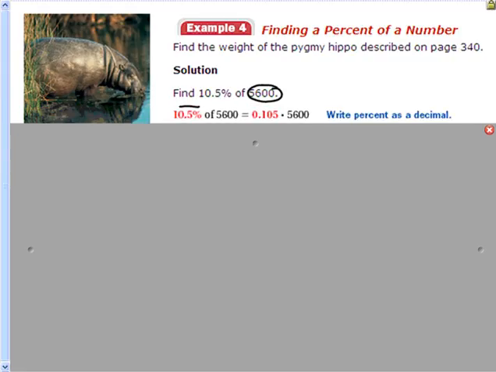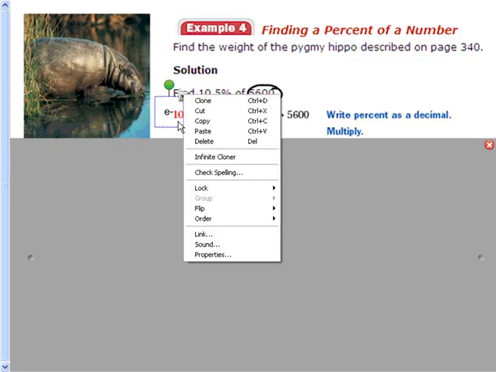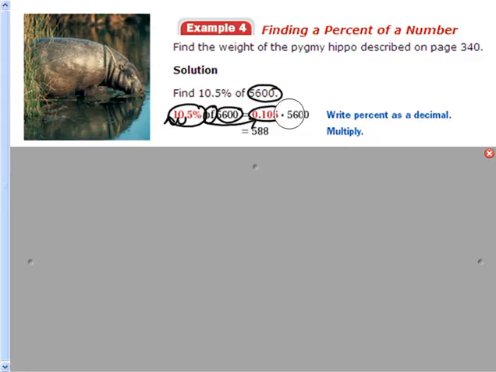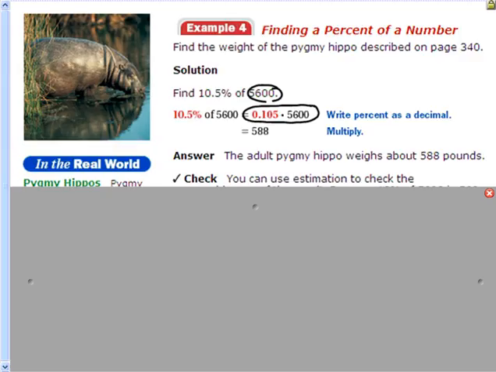So they're thinking about how 10.5% of 5,600 is the same as 0.105. So they're taking the percent and changing it into its decimal form by moving the decimal point to the left twice. So 10.5% is 0.105, 105 thousandths. Of is times, and of course we have that 5,600. They've done the multiplication already, so they did this multiplication somehow, either on a calculator or on paper, and it comes out to exactly 588.